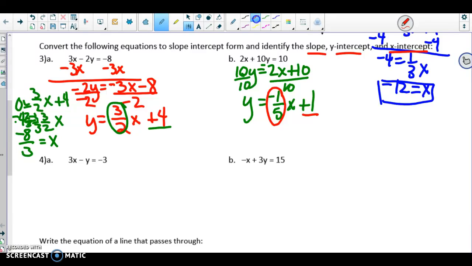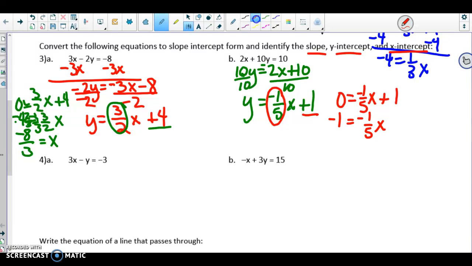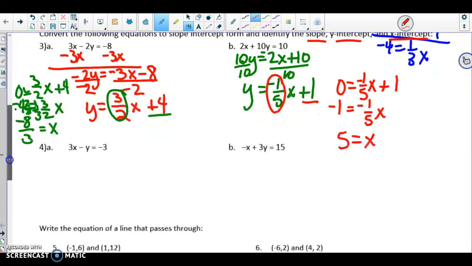To figure out my x-intercept, I'm going to plug in 0 for y. So 0 equals -1/5 x plus 1, so if I subtract 1, I have -1 equals -1/5 x. To get rid of that, I'm going to multiply by -5 on both sides. So I should end up with 5 equals x, or use nsolve. Okay, use that calculator. That's what it's there for.